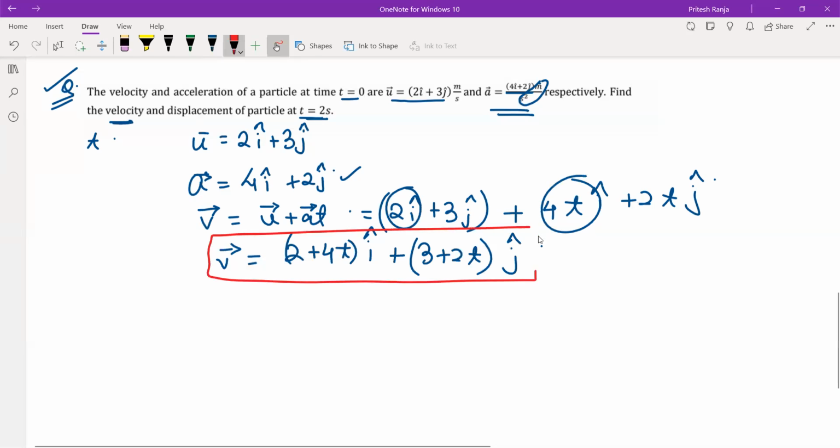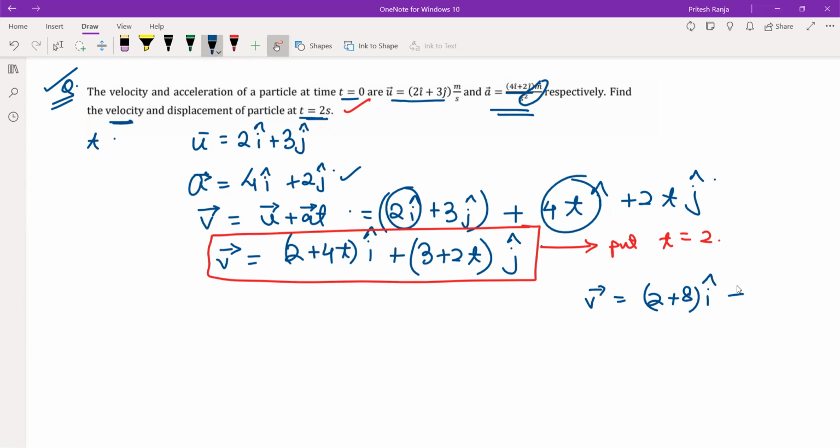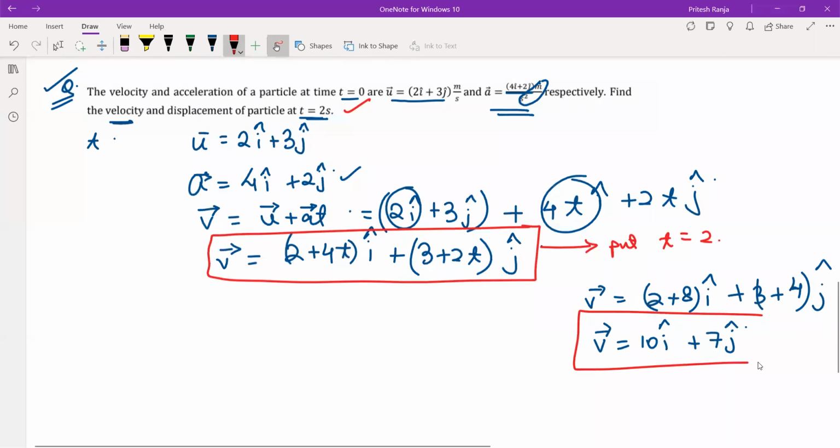So everyone understood this, and the question was to find out velocity at t equal to 2. So now that we have this expression for the velocity vector, here we will put t as 2 seconds. On putting, what will we get? Velocity vector is equal to 2 plus 4 into 2, that is 8 i cap, plus 3 plus 2 into 2, that is 4 j cap. So we get the velocity vector as 10 i cap plus 7 j cap. This is our velocity at t equal to 2 seconds.